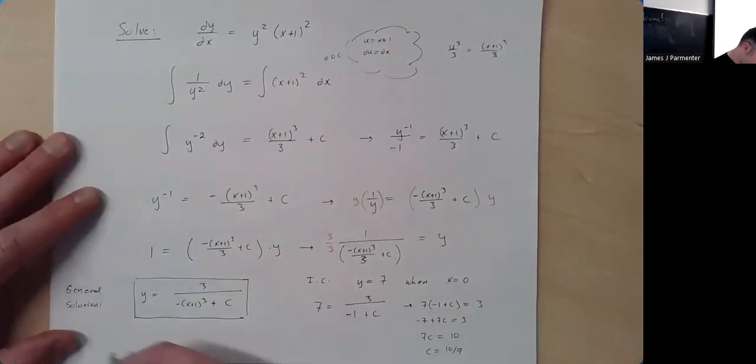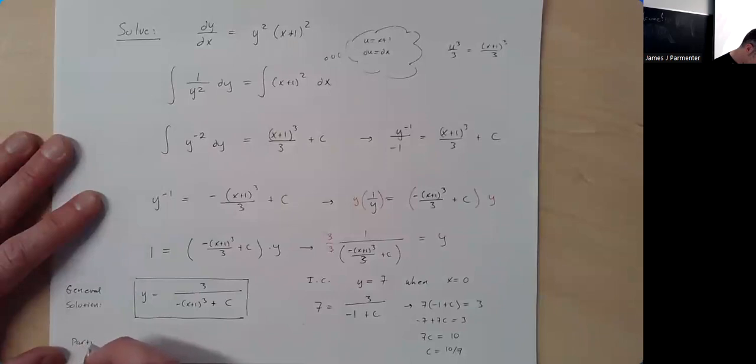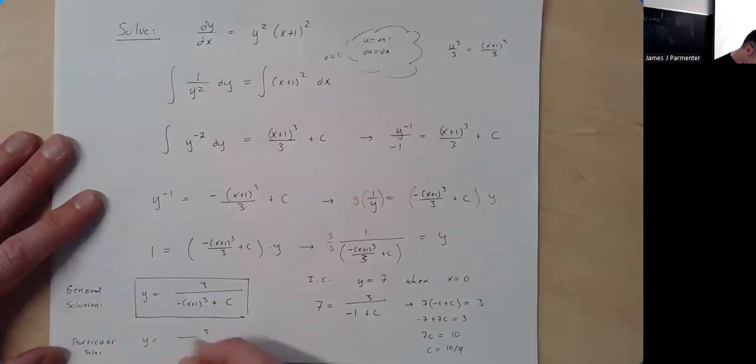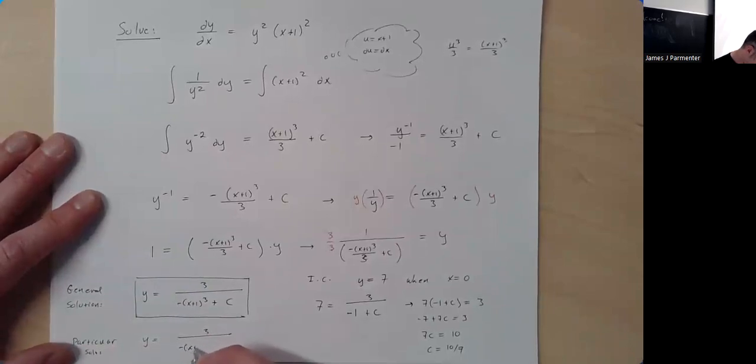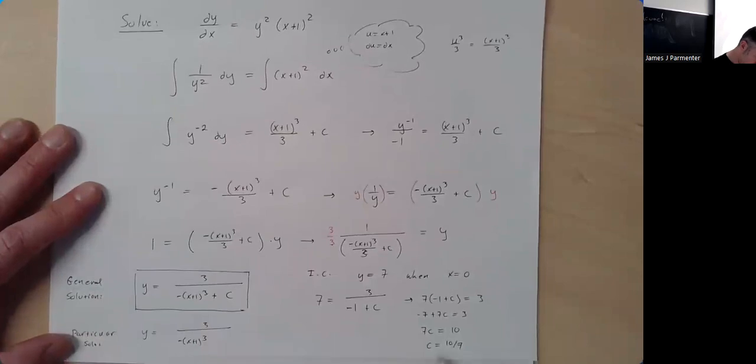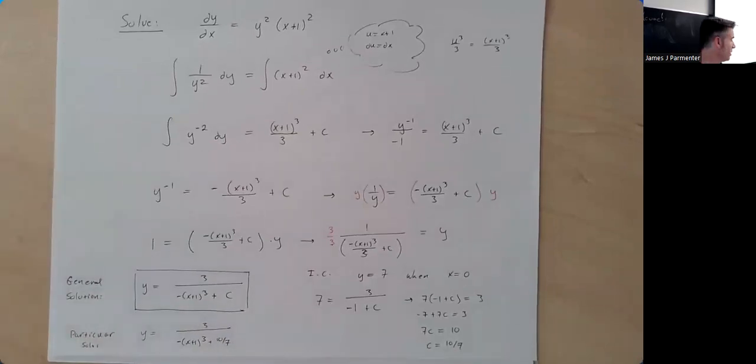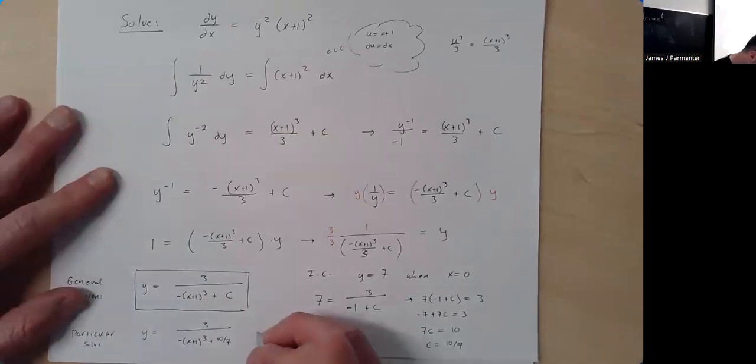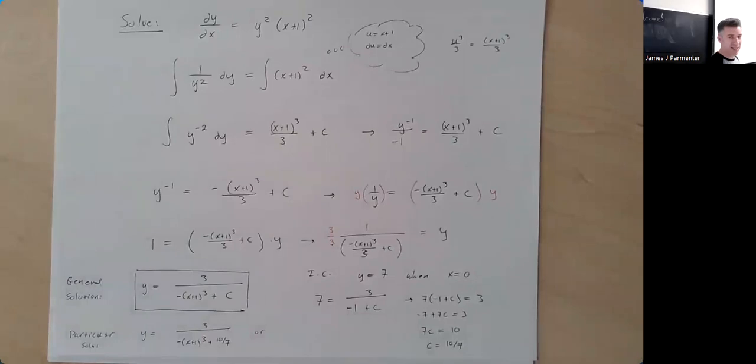So our particular solution under those initial conditions is going to be y equal to 3 over negative x plus 1 cubed plus 10 sevenths. And if you really wanted to, you could multiply the top and bottom by 7 again to have something that looked nicer. The reason I point this out is not because I really recommend doing it, but if you're looking at answers in textbooks, they will often do this step without showing the step.